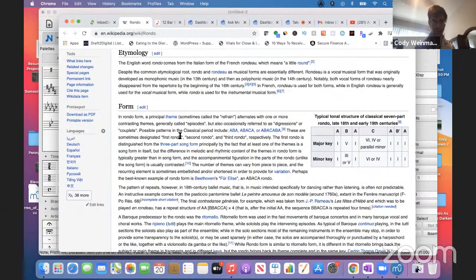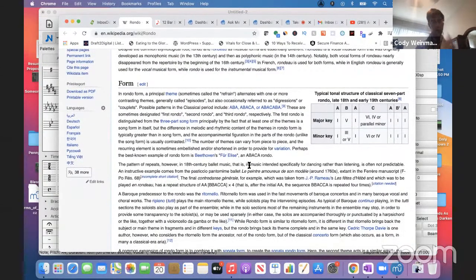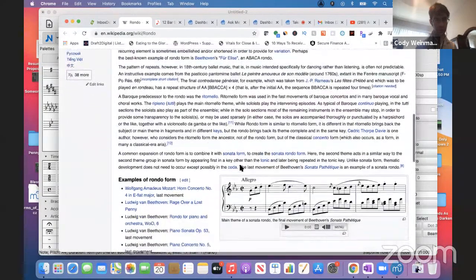Possible patterns include what are sometimes called first rondo, second rondo. I would go AC, AB. Those are kind of the couplet forms. BC is another couplet form. But the A and A, they're all the same refrain there. The pattern repeats, and that's what your refrain would be.